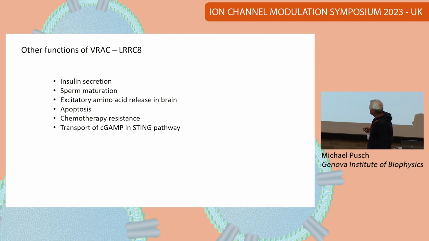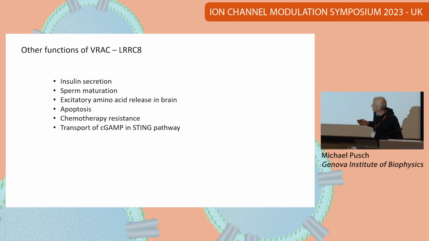It is also important in several instances in chemotherapy resistance, for example, by platinum-derived compound uptake. And it's also important in the so-called STING pathway in immune cells and in cancer cells, where it's important in the transport of cGAMP.